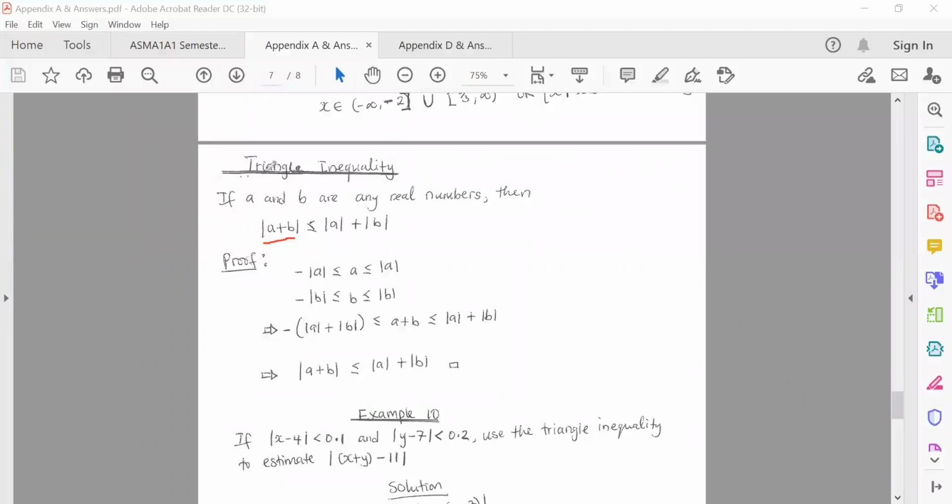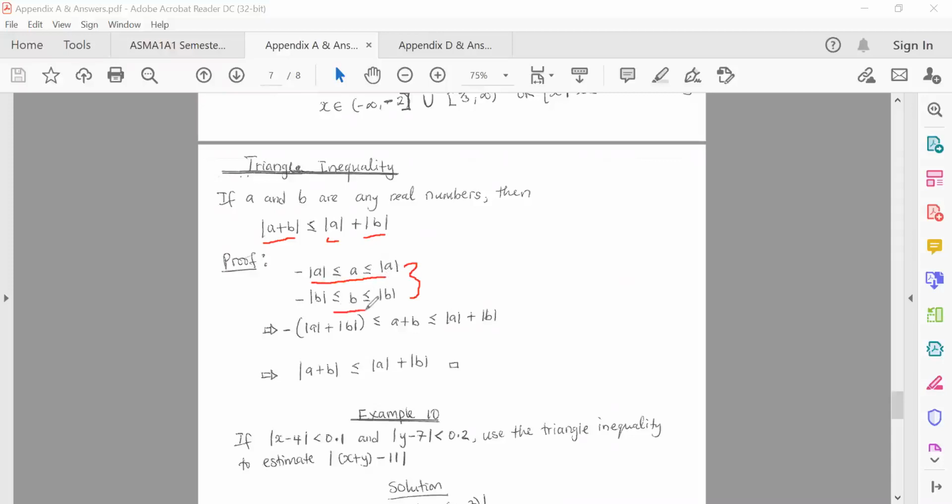So the triangle inequality says that the absolute value of A plus B is less than or equal to the absolute value of A plus the absolute value of B. And as you see there, there's a quick proof. A lies between the absolute value of A and minus the absolute value of A. This is true because the absolute value of A can either be equal to A or equal to minus A. You only have two possibilities. That is what makes this statement true.